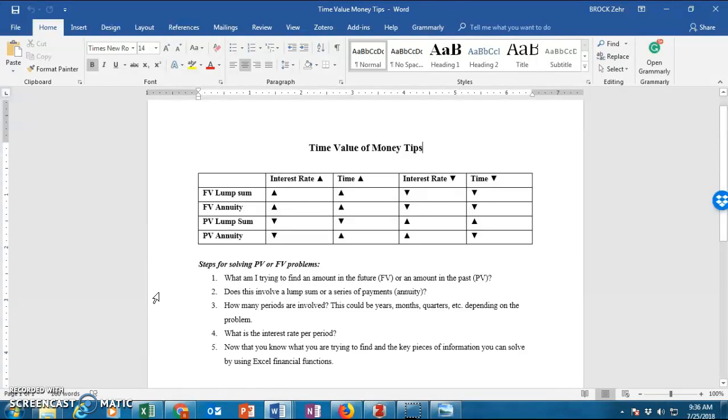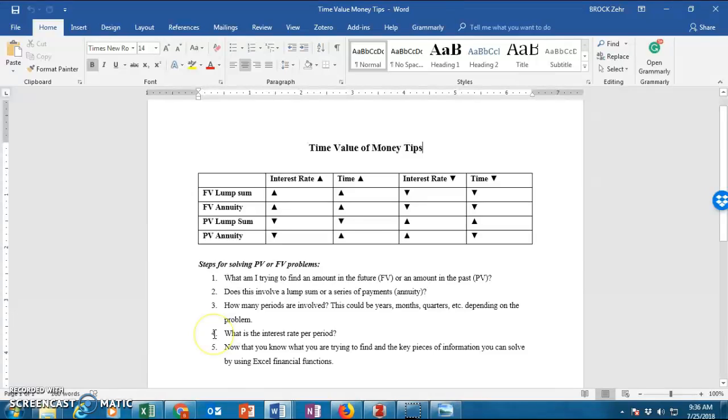Secondly, does this involve a lump sum or a series of payments? Thirdly, how many periods are involved? Is this in years, months, quarters, weeks, days? And that will determine your input into Excel regarding how the periods are calculated.